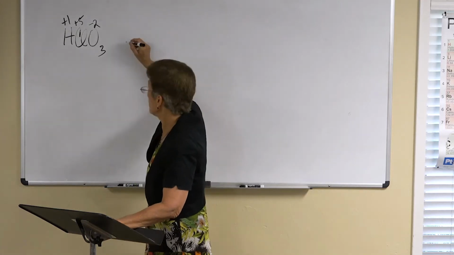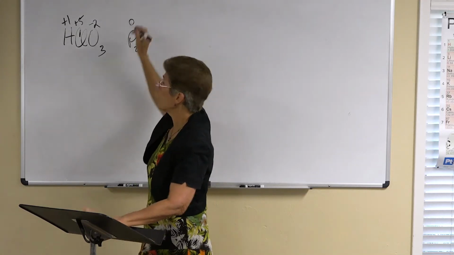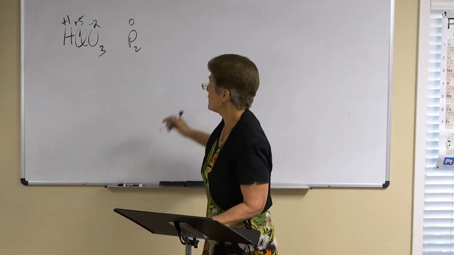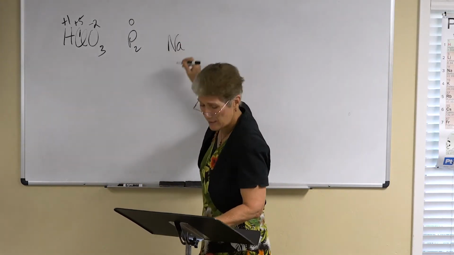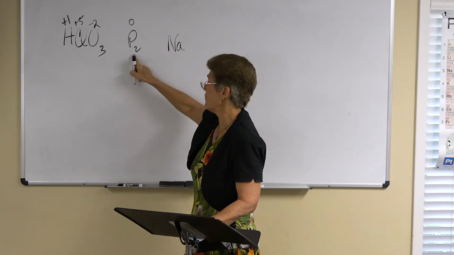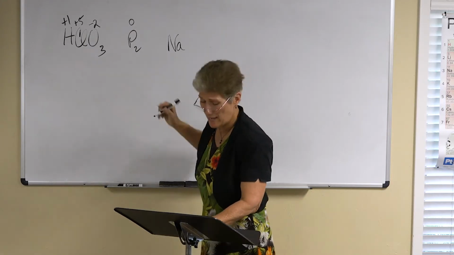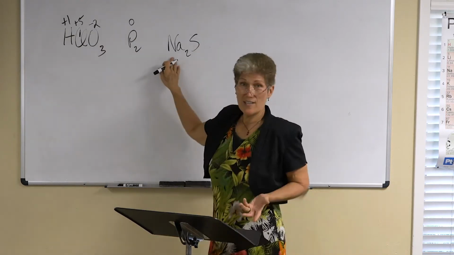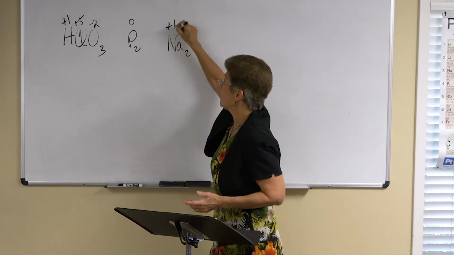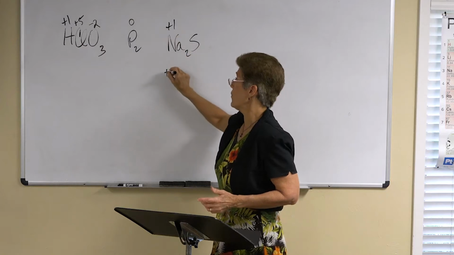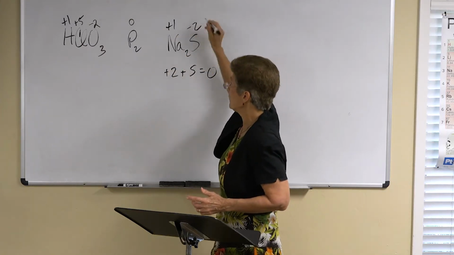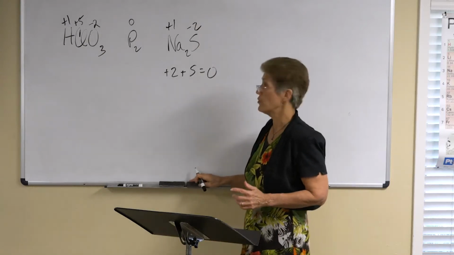The next one is so simple. I wish they were all that simple. It's 0 because it's in its elemental state, so it's real easy. Well, actually, it's a homonuclear diatomic in this case, but it's 0. Okay, this is a group 1 metal, so it gets a +1 charge. There's 2 of them, so we have +2 plus whatever sulfur is equals 0, so sulfur has to equal -2 to make this true.